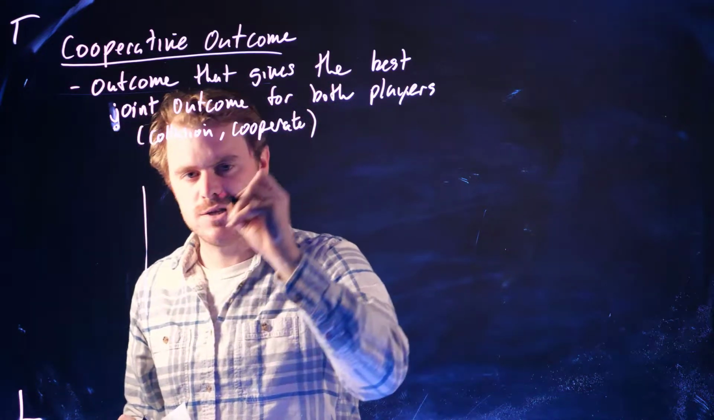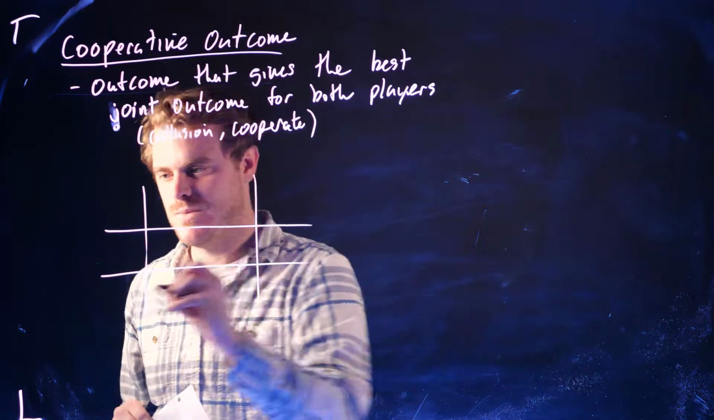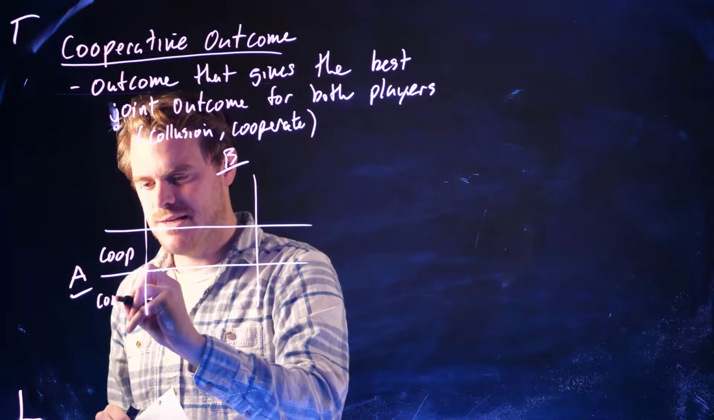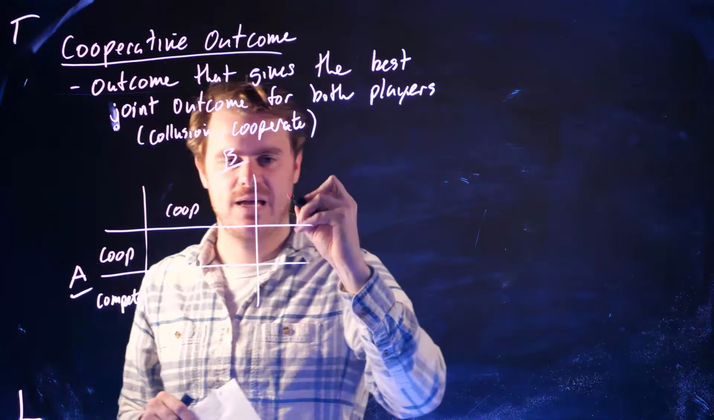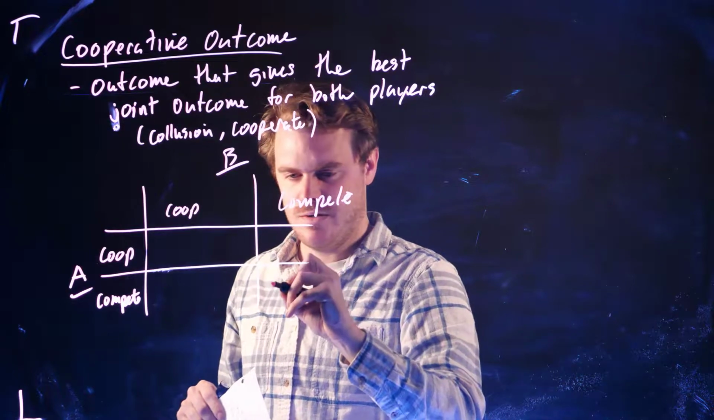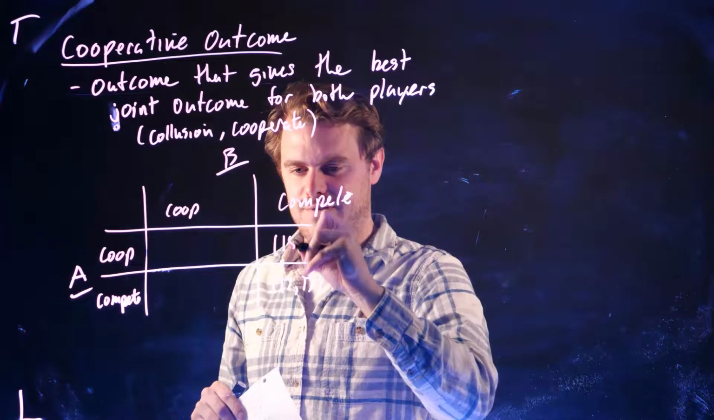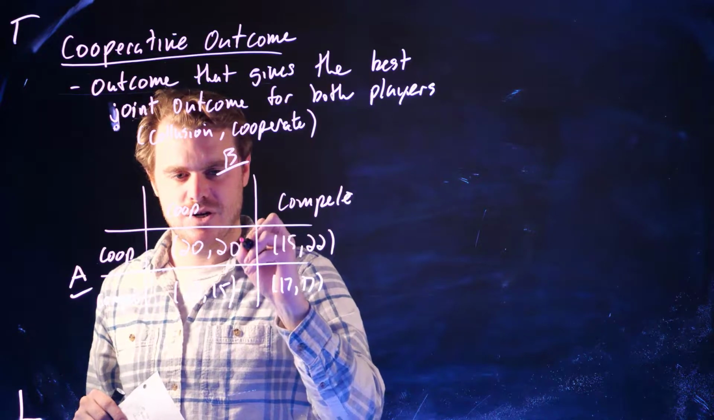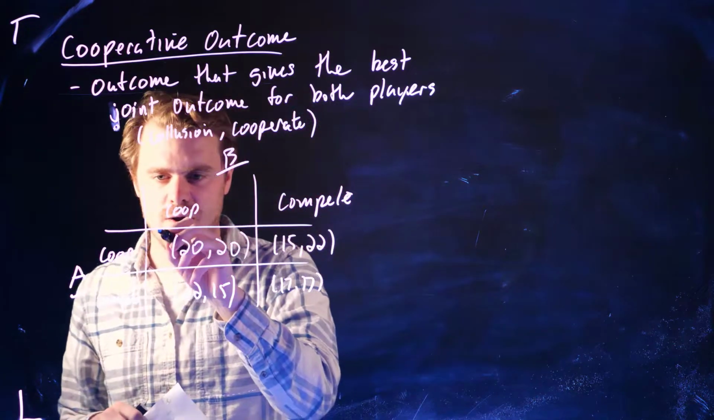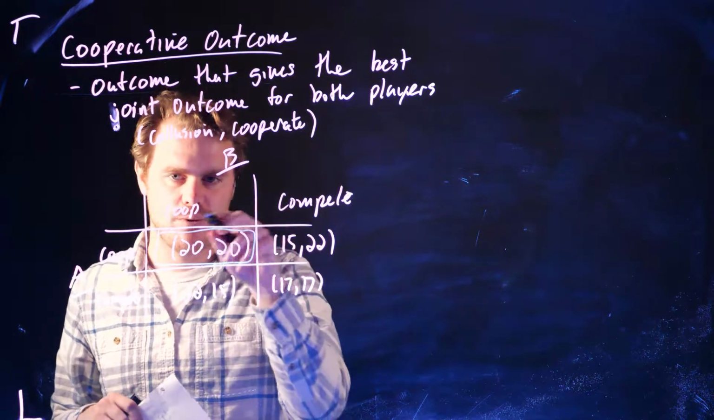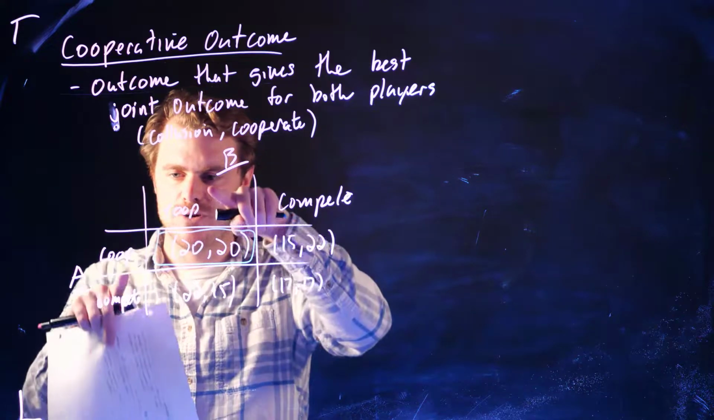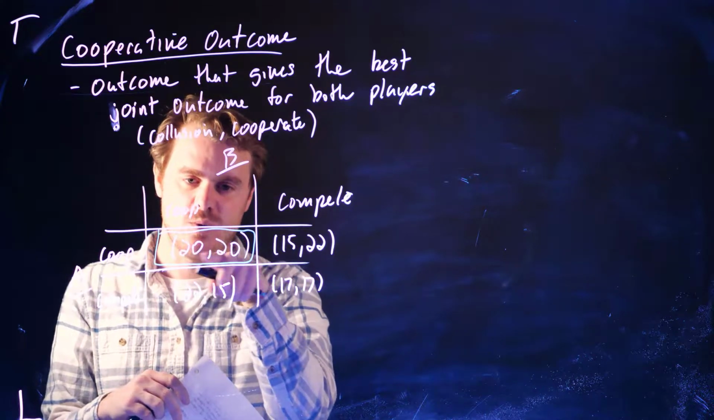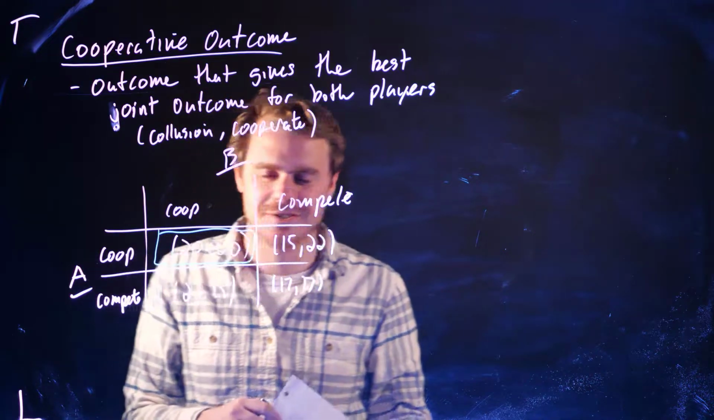So in terms of our game, this is firm A and firm B, and we had co-op and compete, and co-op and compete. This was 17-17 and 15-22 and 22-15 and 20-20. In this game, the cooperative outcome is this outcome right here, where they're both splitting the monopoly profits, which is $20 each, or $20 million each, or $20,000 each, or whatever it is.